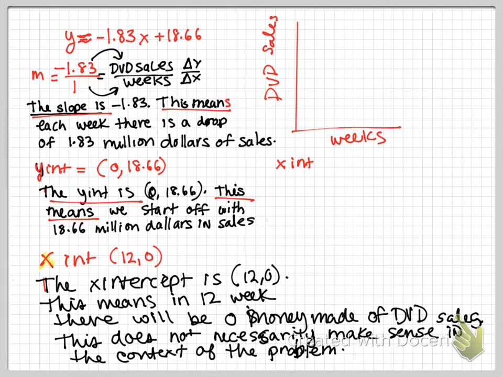So this does not necessarily make sense in the context of the problem. Why? Well, because people are still going to buy DVDs. DVDs will not completely disappear in exactly 12 weeks. And then you're going to write, because DVDs will not just disappear in 12 weeks.